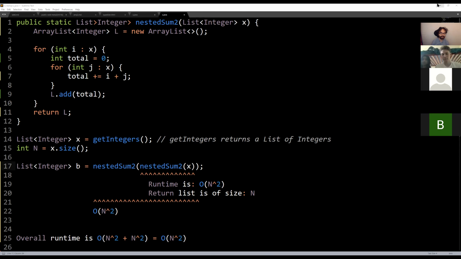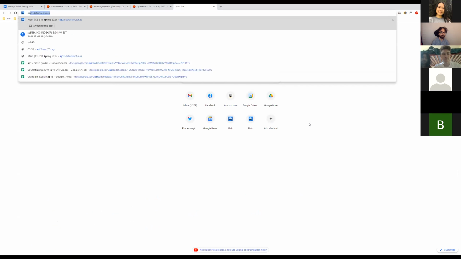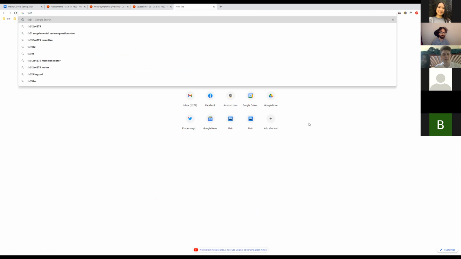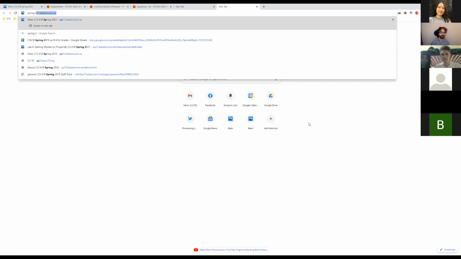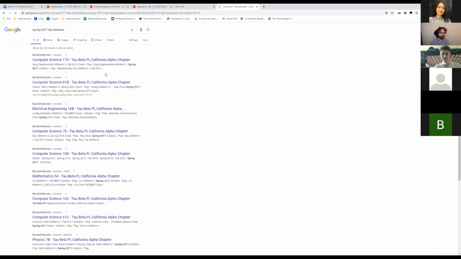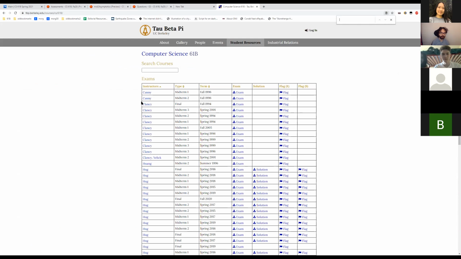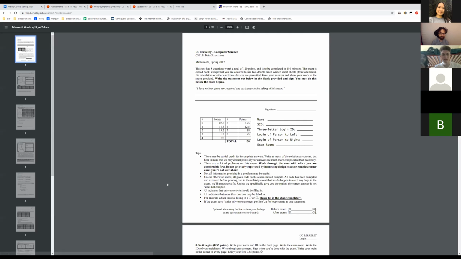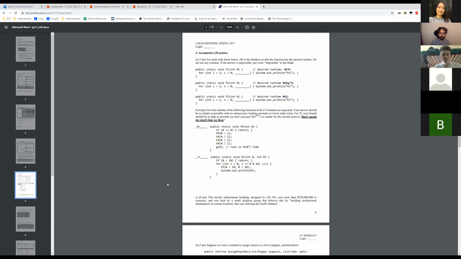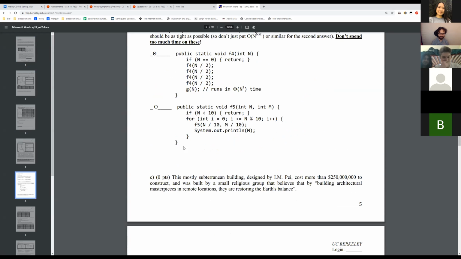So on the Asymptotics 2 study guide, problem 6, but it's actually problem 4 from spring 2017 midterm 2. Okay, midterm 2, problem 4. And it's part B, but then the second function, F5. Okay. Oh yeah, I love this problem. This one's so good. I was proud of this one.